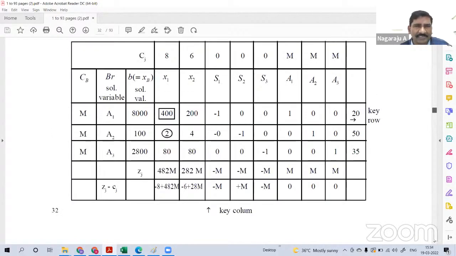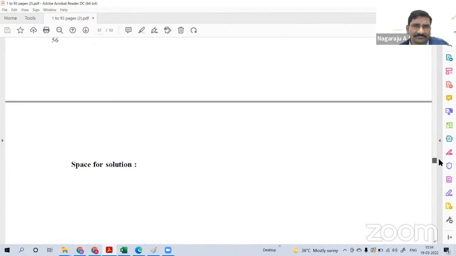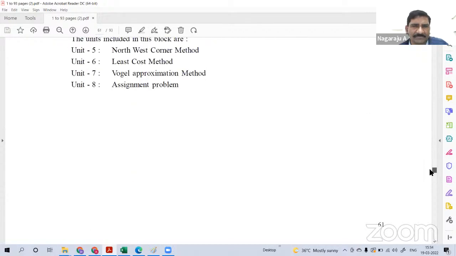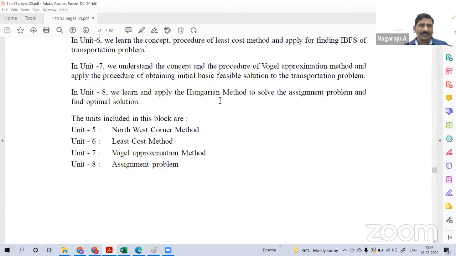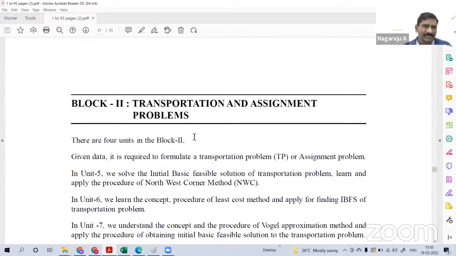In my last class, I discussed the total concept of a transportation problem and explained the initial basic feasible solutions. Here, I discussed the total concept of the transportation problem and the assignment problem.